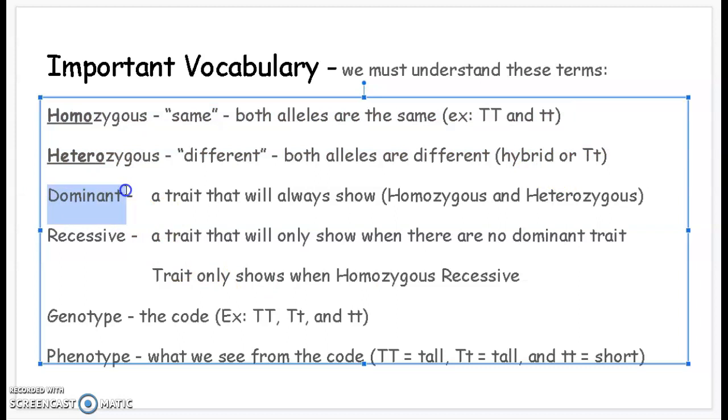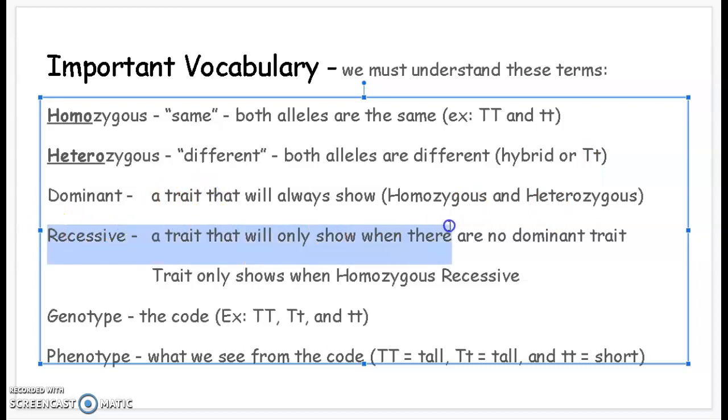Now, dominant, it is a trait that will always be expressed. And so for homozygous and heterozygous, this is a heterozygous and this is a homozygous. These 2 have dominant trait. And so even if you have one allele, in the case of the hybrid, the dominant trait will always be expressed.